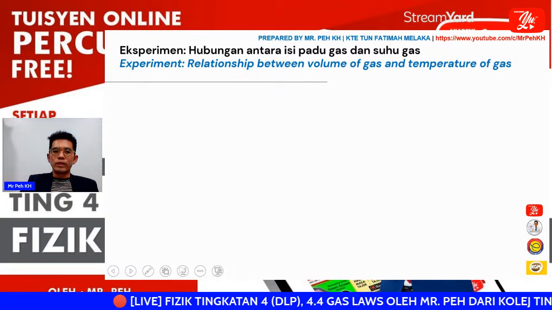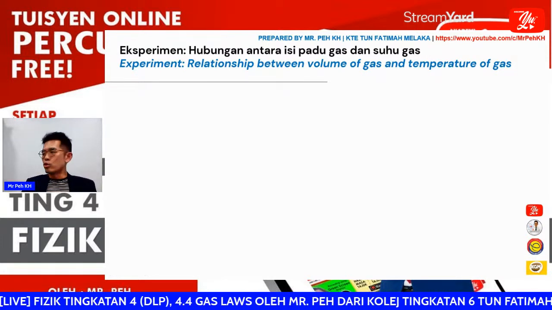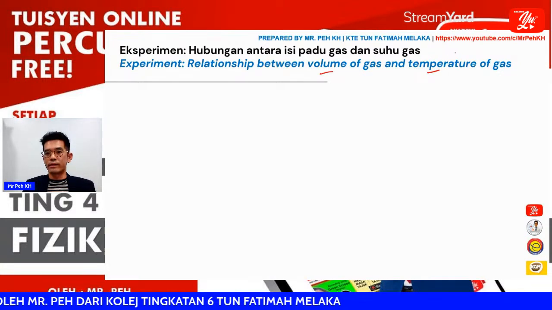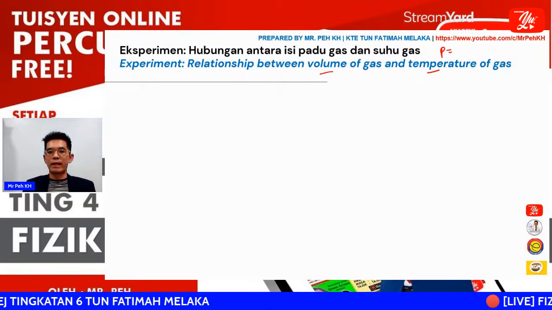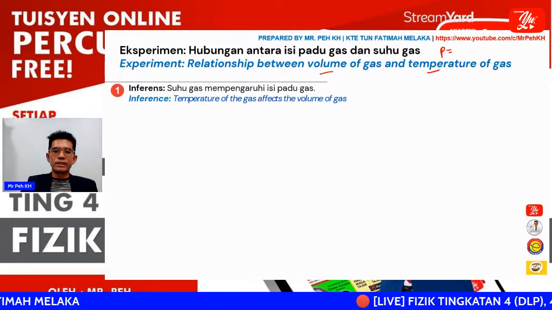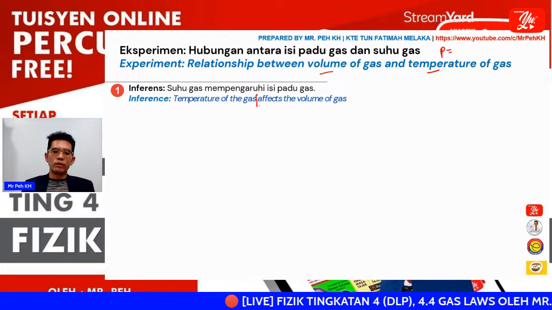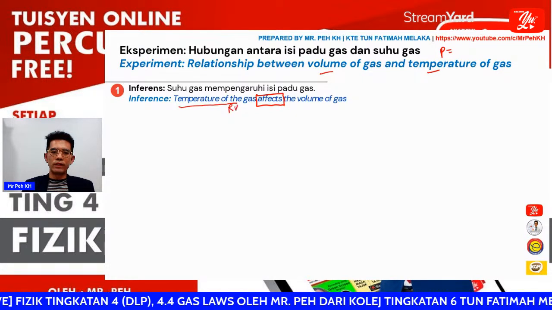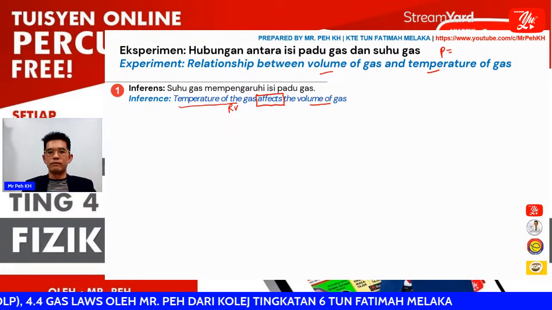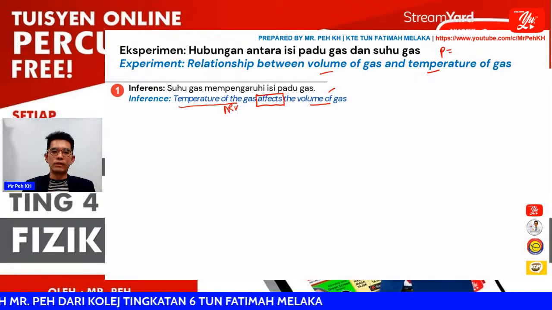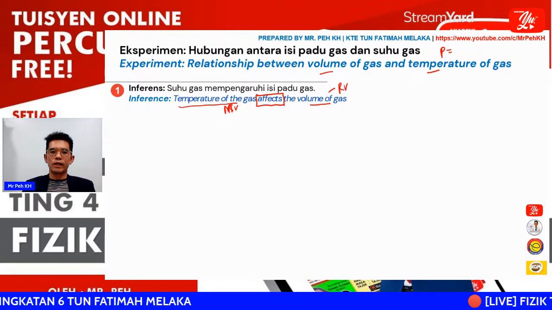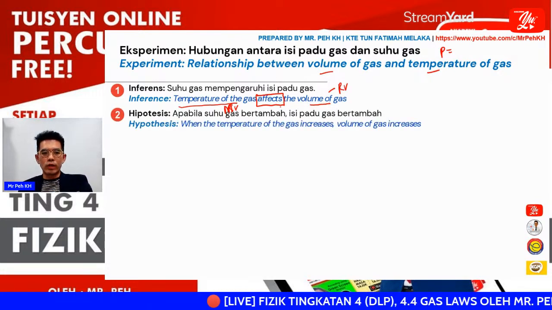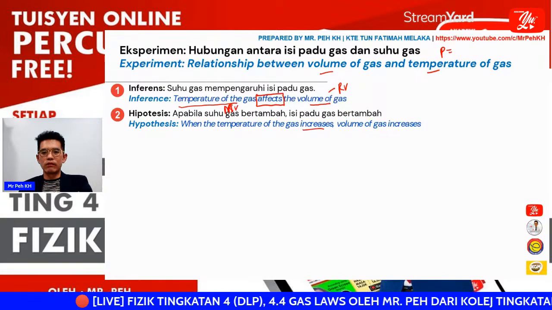Okay, so here we are going to discuss the experiment to study the relationship between the volume, V, and the temperature, where the pressure P will be constant together with the mass. Okay, so here the inference, as I already mentioned to you, we will put the effect at the middle. So the front will be referring to the RV, then the volume at the front will be the MV. So this will be the RV. Okay, so temperature of gas affects the volume of gas. Okay, so the hypothesis: when the temperature increases, volume increases.